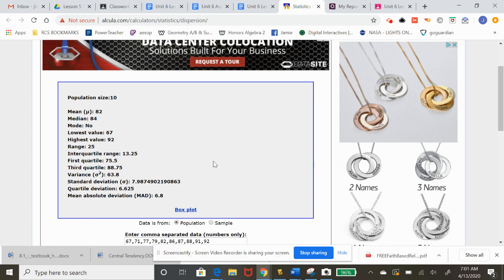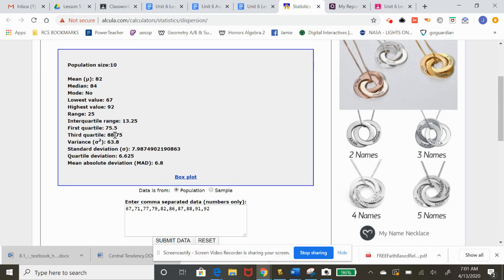So I'm going to write it on my paper while I read it off the screen. So your mean, and remember that little symbol right there, that's the Greek mu, is 82. Our median is 84. There's no mode. Our lowest value is 67, highest value 92. Our range is 25. Interquartile range, that's Q3 minus Q1. If you're curious, we're not really going to use that, but third quartile is 88.75, so Q3. And our first quartile, or Q1, is 75.5.